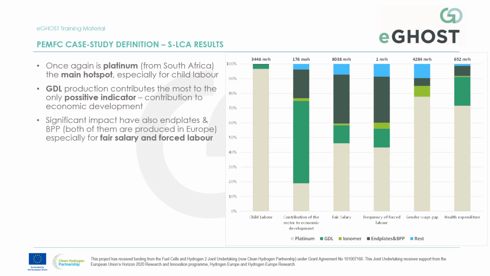A quite significant contribution also comes from the end plates and bipolar plate production, especially for the fair salary and forced labor indicators. And yeah, both of them, so end plates and bipolar plates, are produced in Europe. So this is also a problem for Europe, not just for Asia or Africa. And if you check the absolute values at the top of the graph, you can see that fair salary has the highest potential risk. So we will pay special attention to this indicator because this is the most critical one.